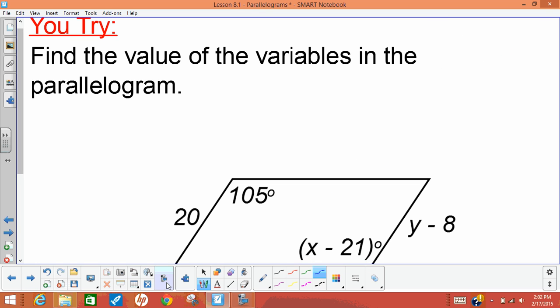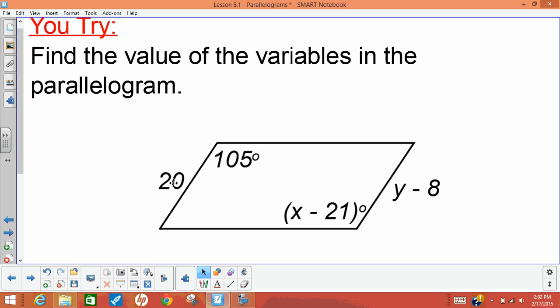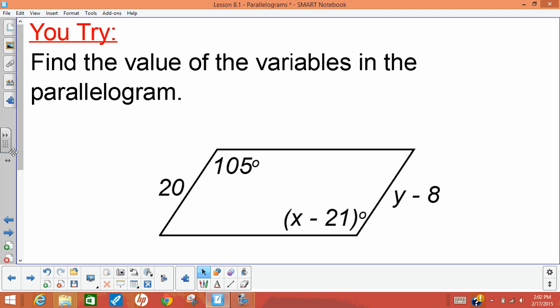So I want you to try this problem. It's important that you actually try it. Give it a shot. Even if you're wrong, make sure you try it. I want you to find x. I want you to find y. Kind of looks like we put two of the example problems together, so you're going to have to do two different equations.